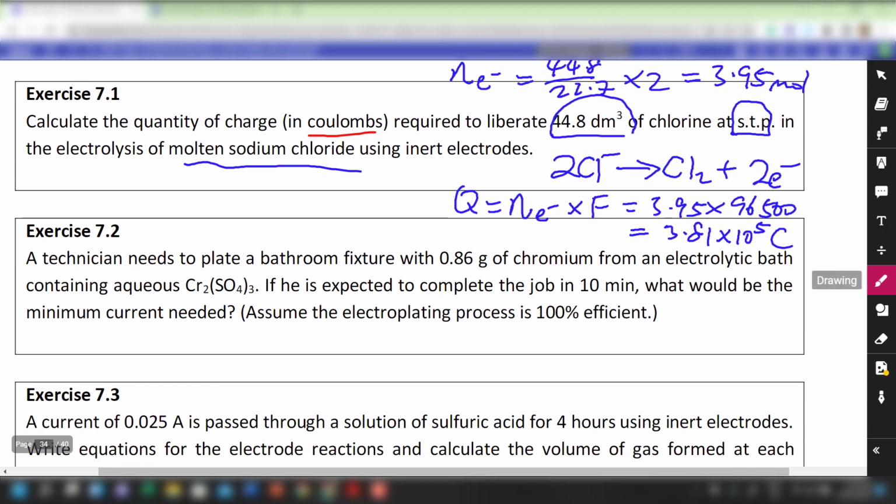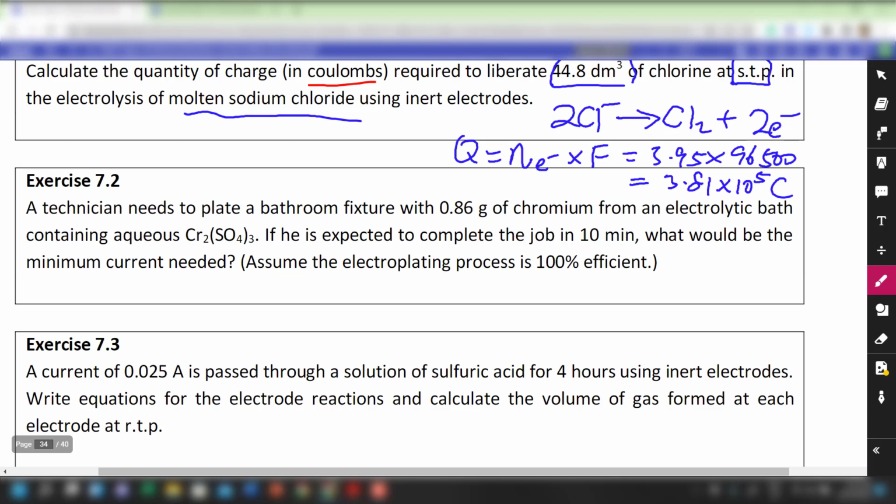Then next we'll move on to exercise 7.2. A technician needs to plate a bathroom fixture with 0.86 grams of chromium from an electrolytic bath containing chromium sulfates. If he is expected to complete the job in 10 minutes, what would be the minimum current required? Assume the electroplating process is 100% efficient.